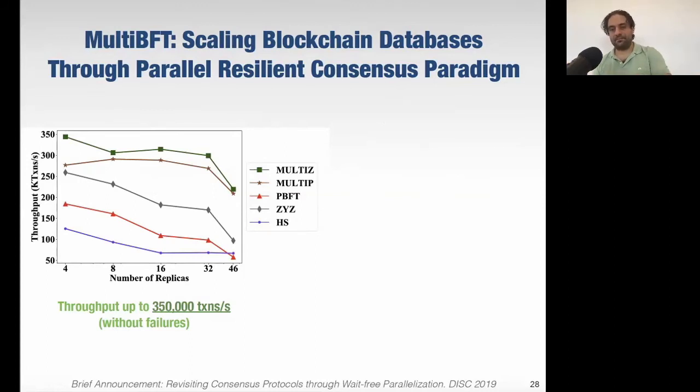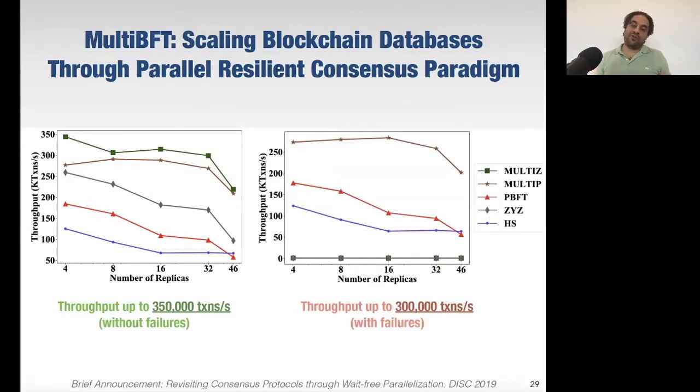Also, we can get 350,000 transactions per second if there's no fault, but even if up to a third of our nodes fail due to benign or malicious failure, we can still scale to nearly 300,000 transactions per second, even at that level of failure. That really demonstrates the resiliency of the protocol in the presence of such a massive number of failures, which is like a third of the system failing.